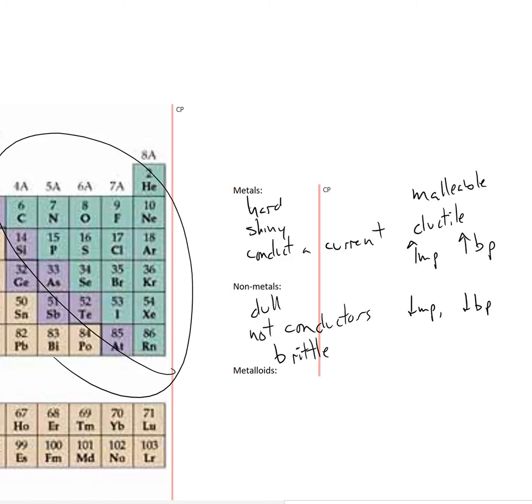I think it's also interesting to point out that most metals are solid at room temperature. Mercury is an exception. It's a liquid. Our nonmetals tend to be liquids or gases. In fact, mostly gases at room temp.